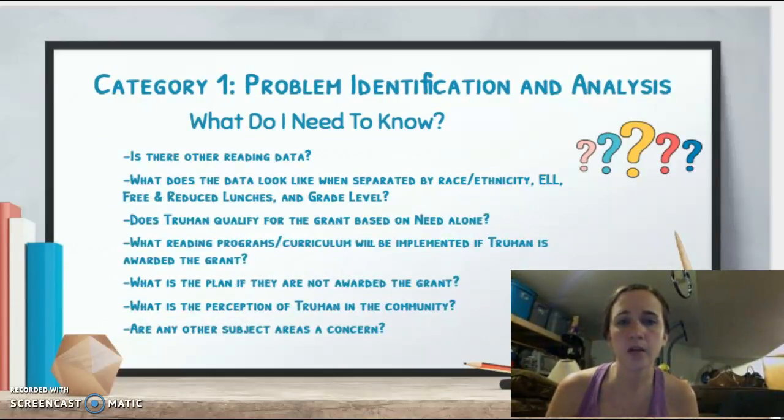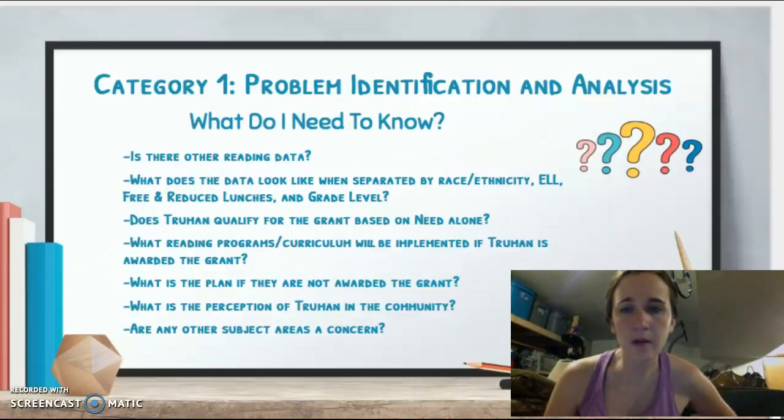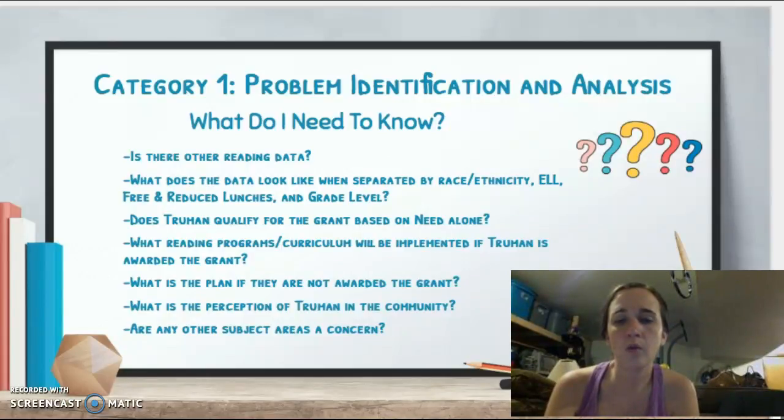Is there other reading data that can be looked at, or other data in general? What does the data look like when separated by race, ethnicity, ELL, free and reduced lunches, and grade level? Does Truman qualify for the grant based on need alone? What reading programs or curriculum will be implemented if Truman is awarded the grant? What is the plan if they are not awarded the grant? What is the perception of Truman in the community? And are any other subject areas a concern?